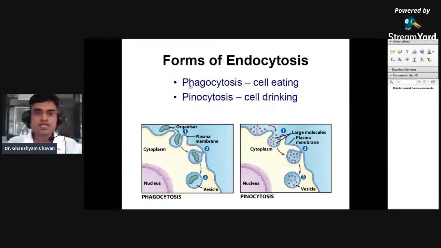Now, forms of endocytosis. As we have discussed, phagocytosis is nothing but cell eating, and pinocytosis is nothing but the cell drinking process. The droplets of electrolytes or nutrients are drunk.